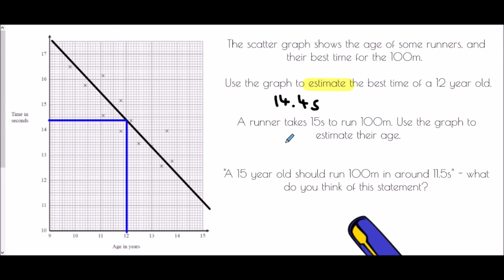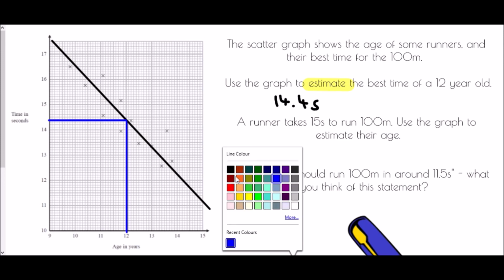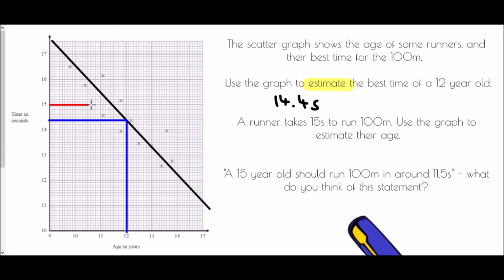In the second part, it tells us that a runner takes 15 seconds to run 100 meters. Let's use the graph to estimate their age. Well, in this case, we're going to use the time as the important factor. The time was 15. So we're going to read along to our line of best fit and drop it down. And so that would suggest that someone who took 15 seconds would be 11.5 years old.